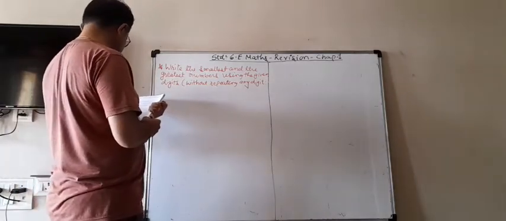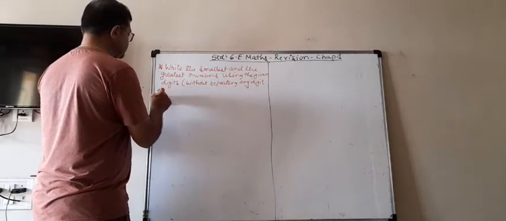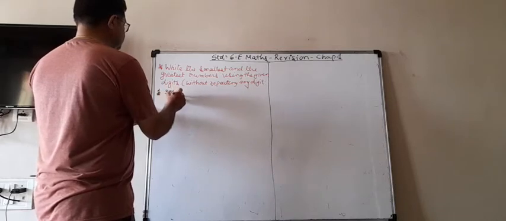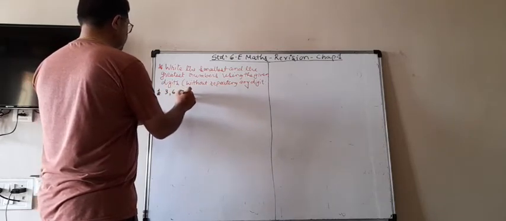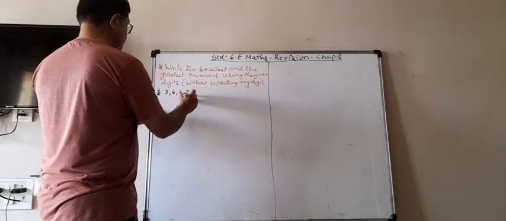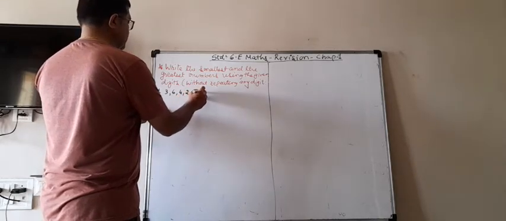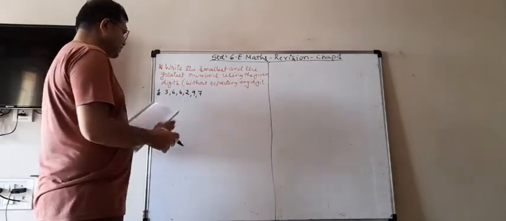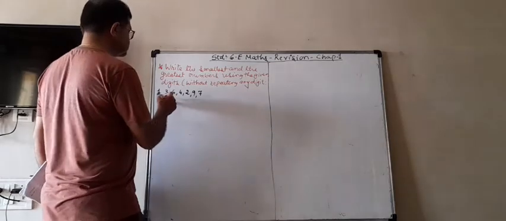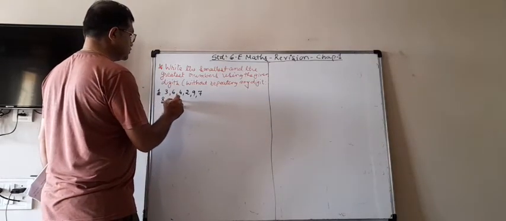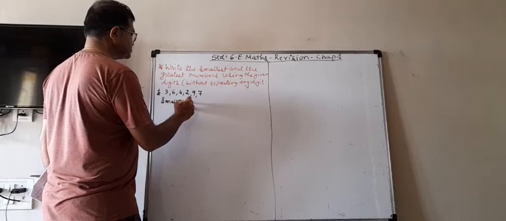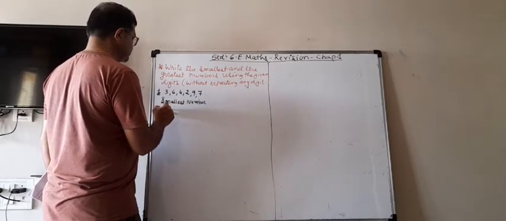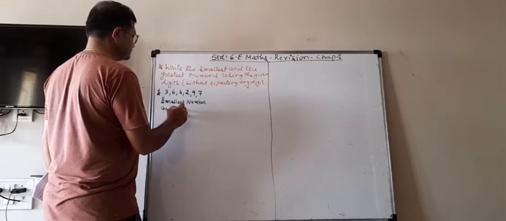So let's check the first set of numbers. The numbers given are 3, 6, 4, 2, 9 and 7. So we will make the smallest and the greatest number. So first we will write down the smallest number and then the greatest number.